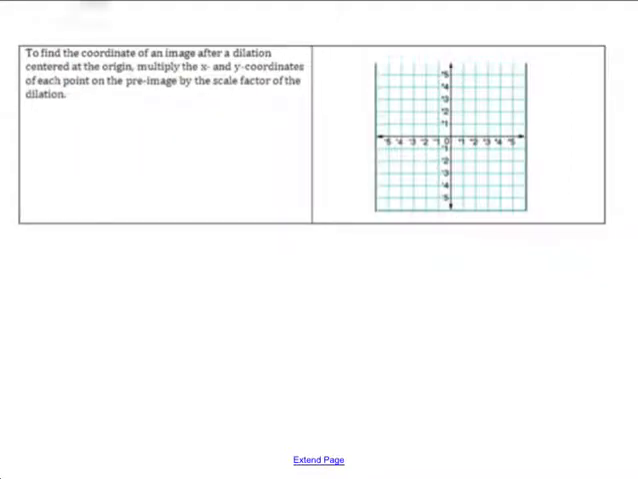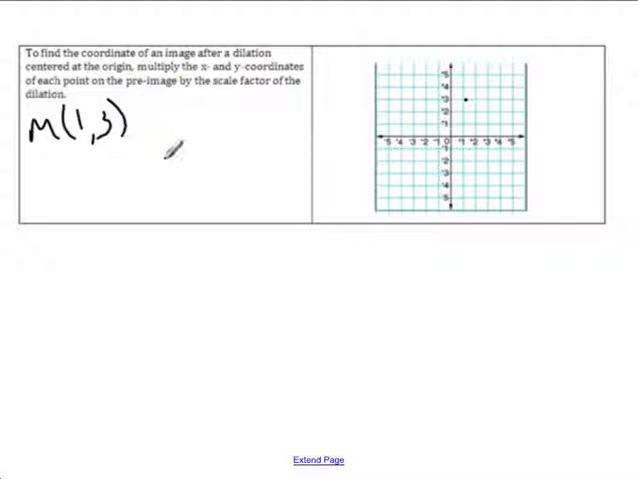So let's take a look at this second part. To find the coordinate image after a dilation centered on the origin, multiply the x and the y coordinate of each point on the pre-image by a scale factor on the dilation. So let's go ahead and graph some points. For M, I'm going to graph the point (1, 3). So I'm going over 1, up 3. So my point M is (1, 3).